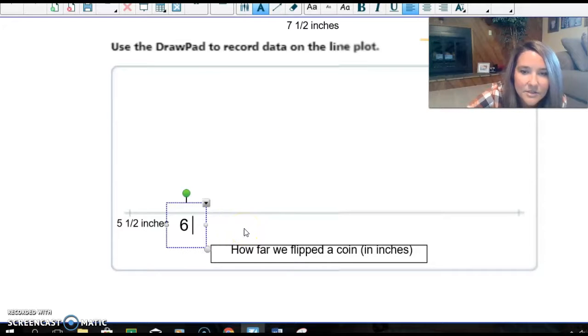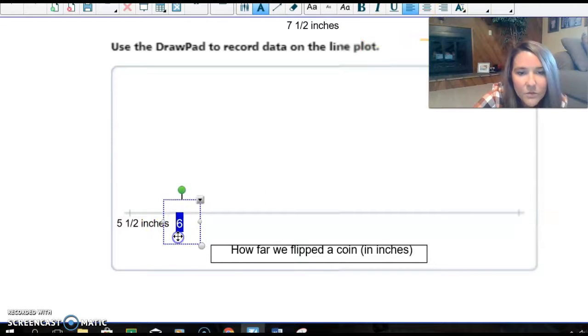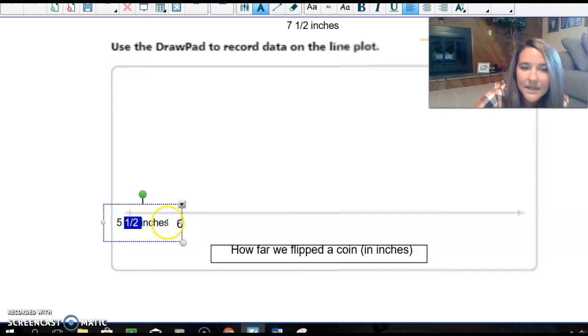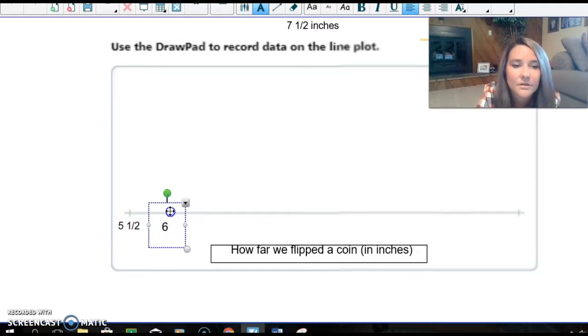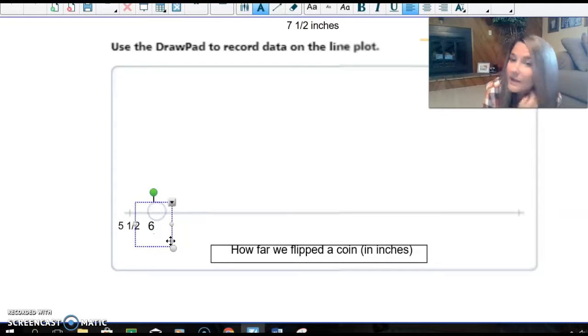And I guess I don't need to put inches, right? Because we put how far we flipped a coin in inches. And so we want to make sure we're counting and have the same increments, because it's kind of like a number line. So we don't want to skip any numbers. Okay, and so since we have measurements that are in half inches, we want to count by halves. So we have 5 1/2 inches, 6 inches.